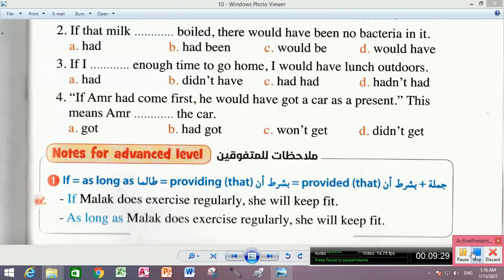Okay, guys, you have to answer the exercises on these if conditionals: zero conditional, first conditional, second conditional, third conditional.